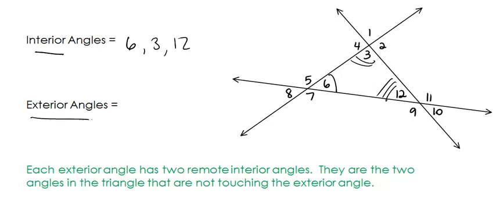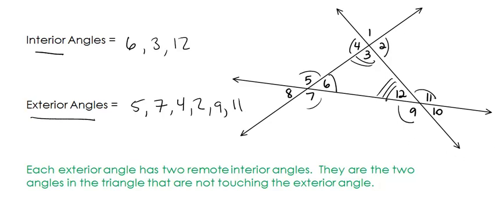Exterior angles are angles that are outside the triangle. Okay, so those are the angles that include one side of the triangle and one extended side. Those angles are like 5 and 7. On this angle, they're 4 and 2. And then 11 and 9. Note that 8, 1, and 10 are neither interior or exterior because they contain two extended sides of the triangle.